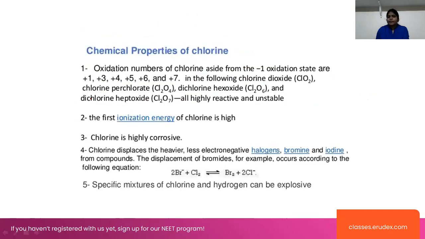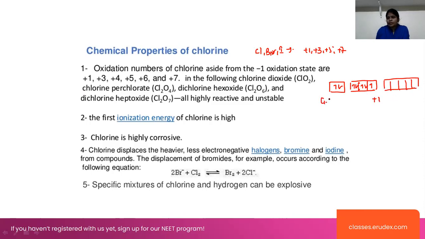Next one is, in the case of chemical properties of chlorine, we already know that except for fluorine, chlorine, bromine, and iodine will exhibit the oxidation states of +1, +3, +5, +7. Because chlorine has the configuration 3s2 3p5, and another shell is there, the 3d shell. So the excitation of electrons takes place from the 3p orbital to the 3d orbital. In this case, this will be +1. This is the ground state.